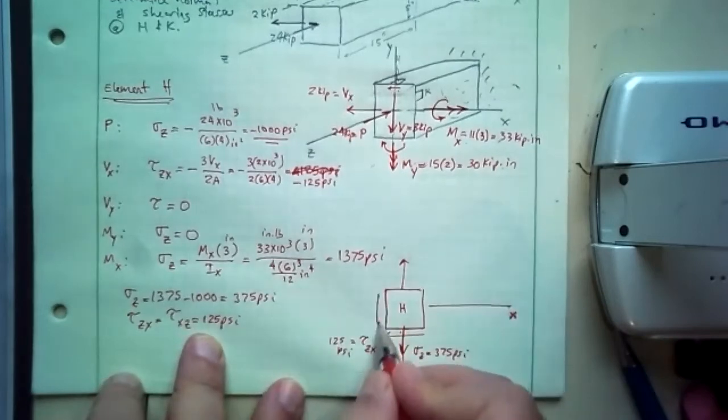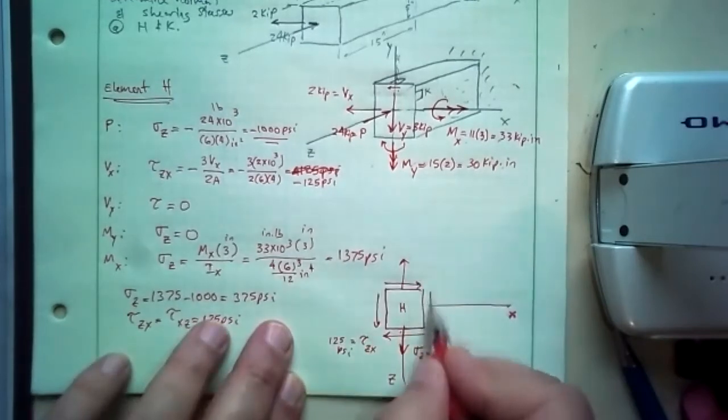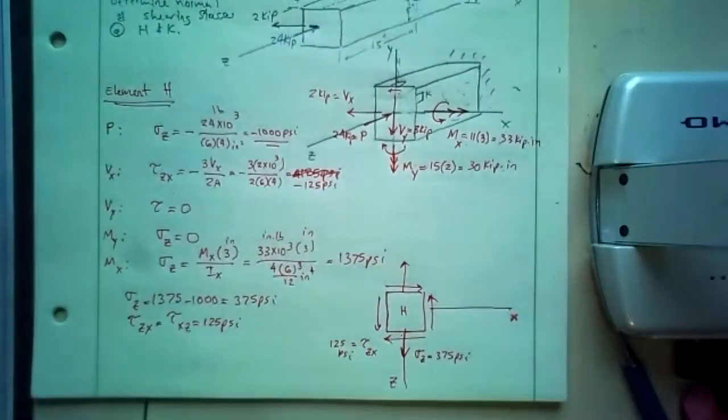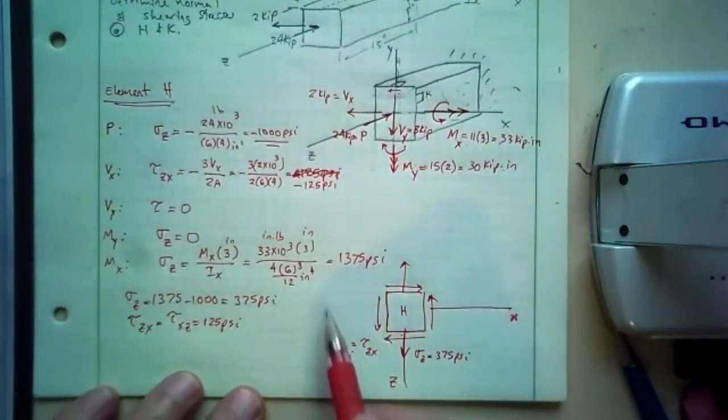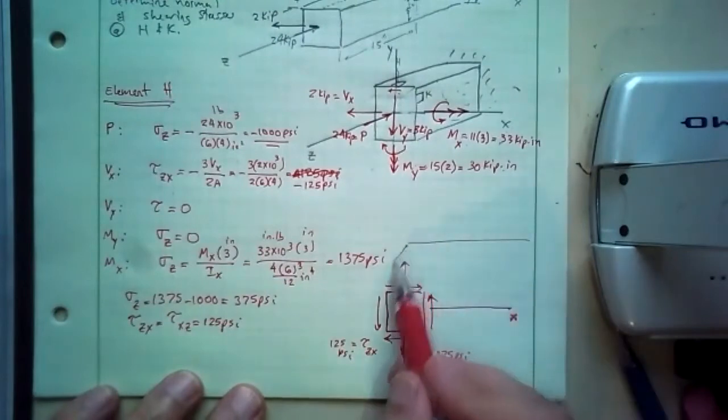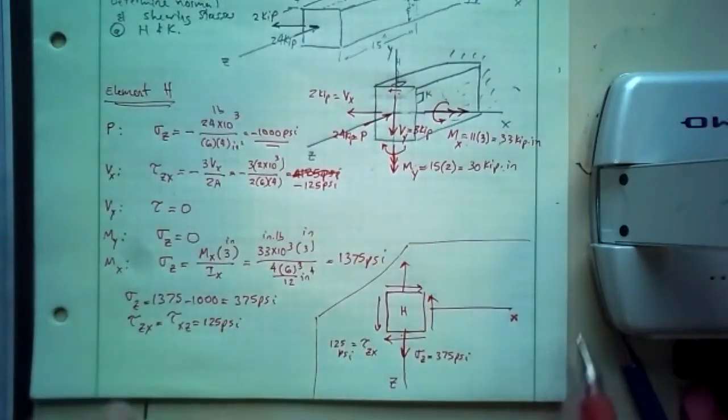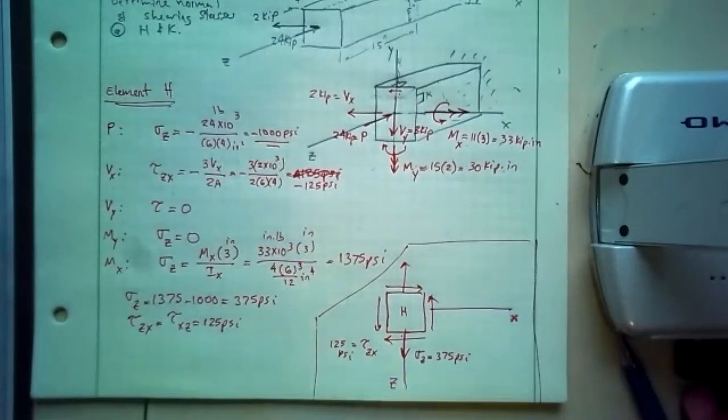So if that exists, this one exists, this one, and this one. So that is element H. That's the state of the stress for element H. That's our results for element H. Any questions about that? Is our job done? No.